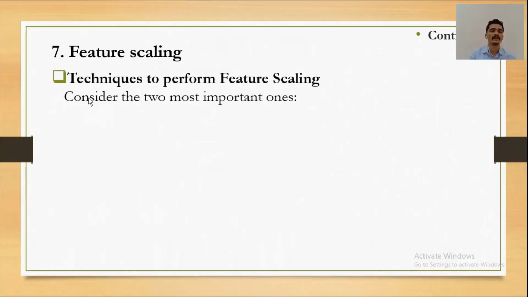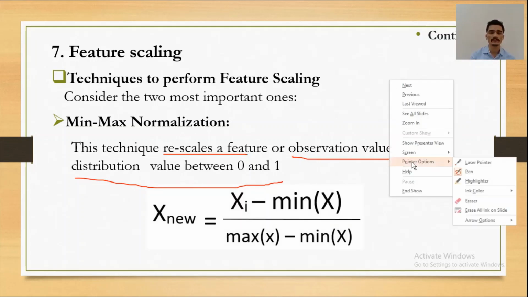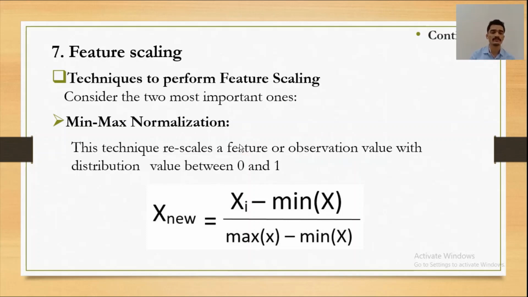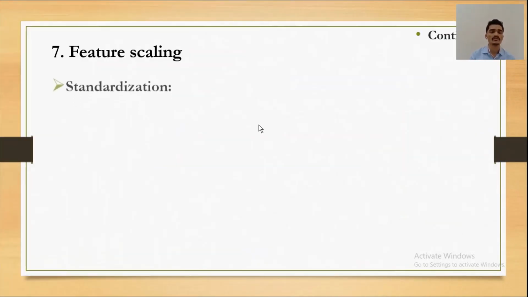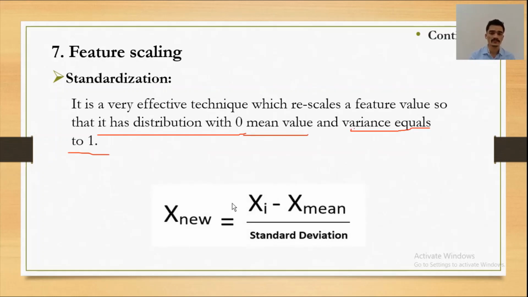Next are the techniques to perform feature scaling. Consider the two most important ones: standardization and normalization. First is normalization, or min-max. It is a technique that rescales the feature or observation values to a distribution value between 0 and 1. This is the formula to calculate feature scaling by normalization. Next is standardization. It is a very effective technique to rescale feature values so that they have a mean value of 0 and variance equal to 1. This is the formula for feature scaling by standardization.